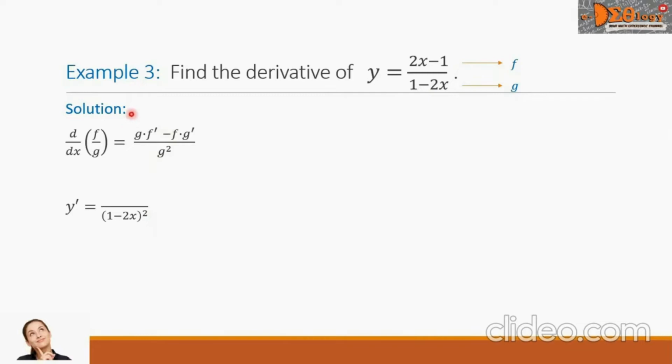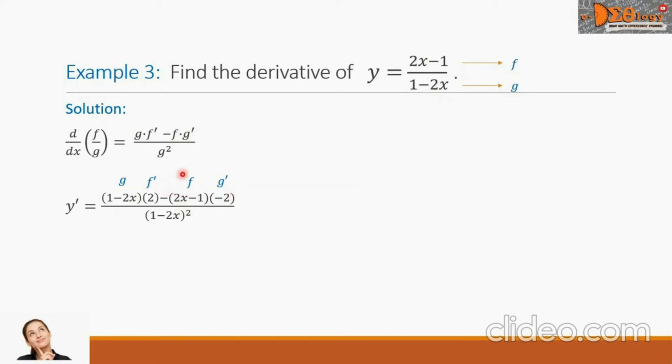Then, let us write the first product, g times f prime. So we write here 1 minus 2x, that is the g, times f prime, the derivative of 2x minus 1, that is 2, minus the second product is f times g prime. So we write 2x minus 1, that is the f, times g prime, the derivative of 1 minus 2x. So we write here negative 2.